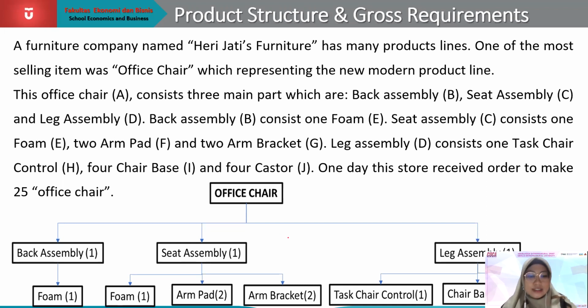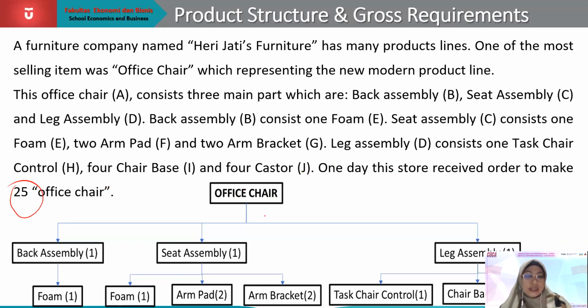You can see in the pictures that there is a similar component, which is foam, used in the back assembly and also in the seat assembly. And then leg assembly or component D consists of one task chair control, which we call H, four chair base or I component, and four casters, which we call G. One day, the store received an order to make 25 office chairs.